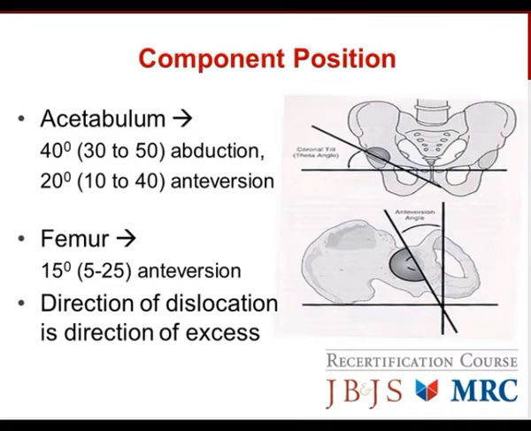On the femoral side, we shoot for 15 degrees of anteversion. The range between 5 and 25 is generally accepted in terms of getting the implant in the so-called safe zone. Now remember that the direction of dislocation is the direction of excess. So if a hip dislocates out the front, in all likelihood that patient has excessive combined anteversion.